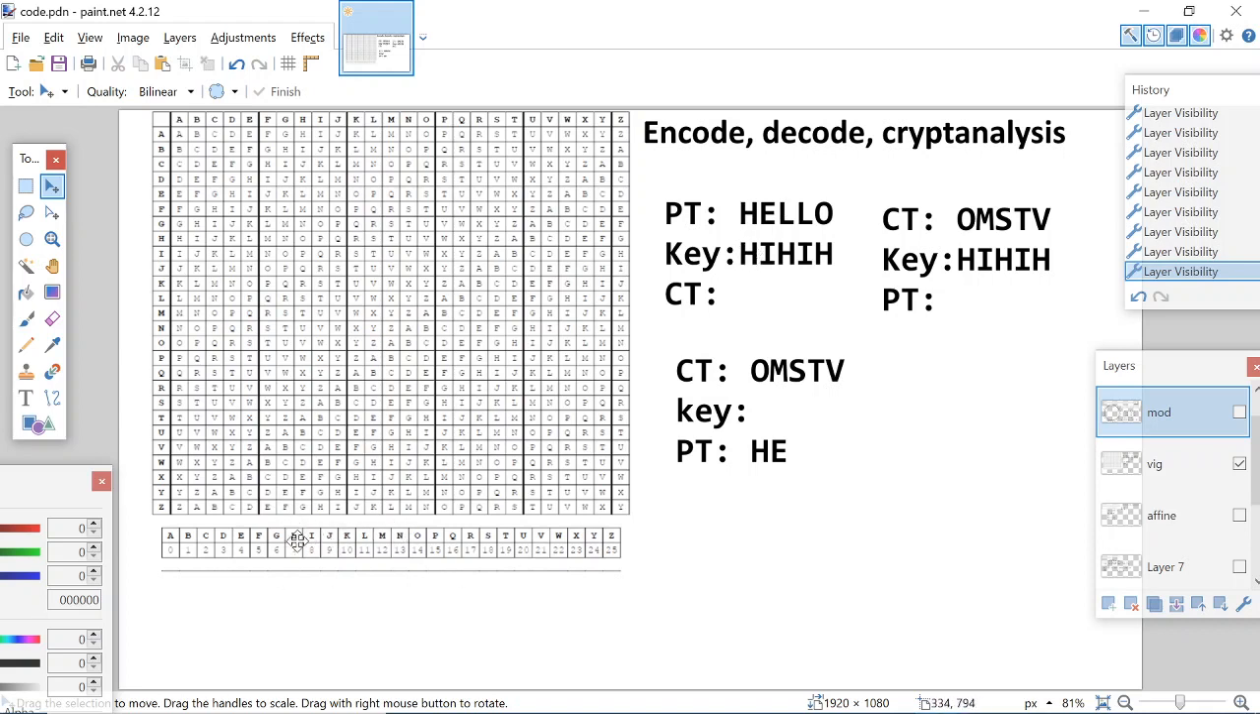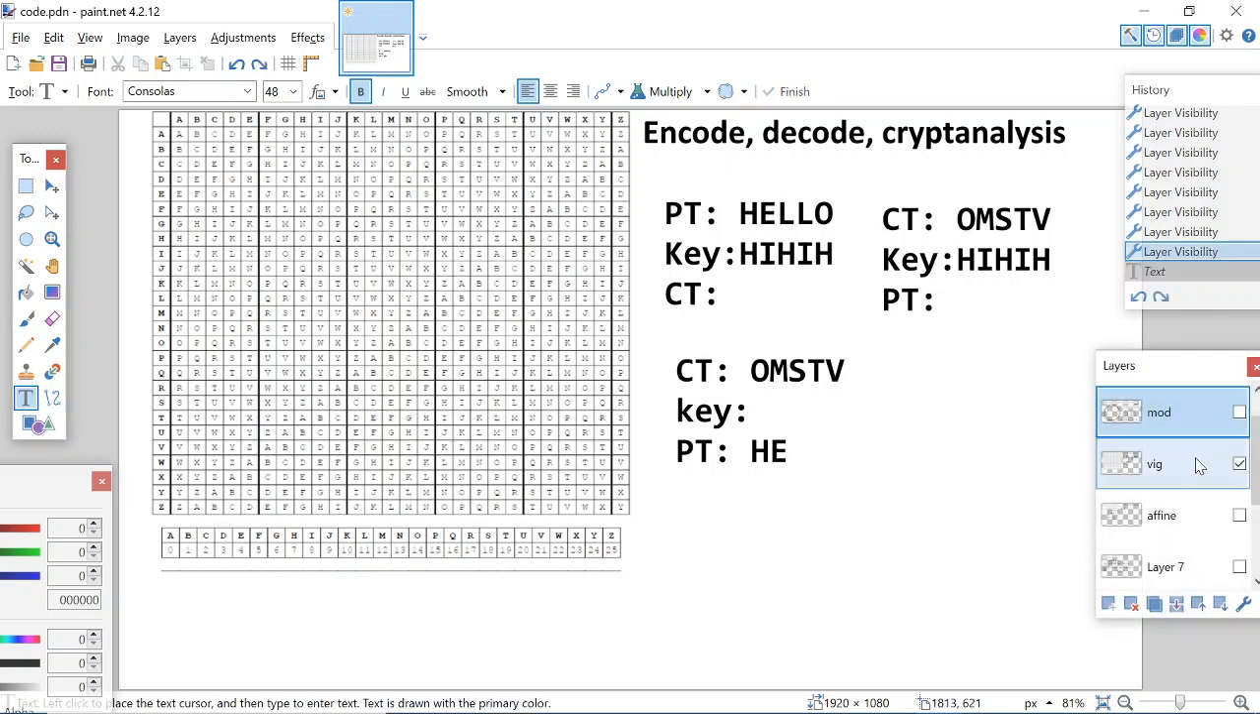So you see here, H is both 7 and 7. 7 plus 7 is 14. 14 is O. So first things first, it's an O. Simple, right? And then E and I: E is 4, I is 8, 4 plus 8 is 12, M. L plus H: L is 11, H is 7, that's 18. 18 is S.